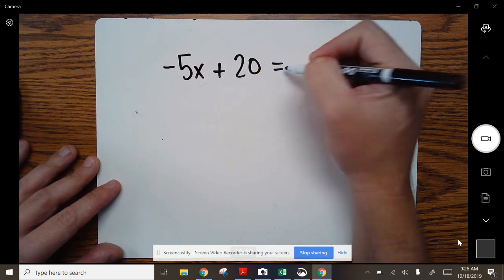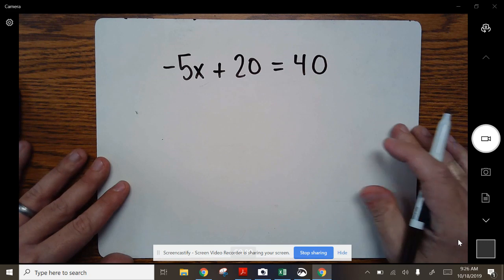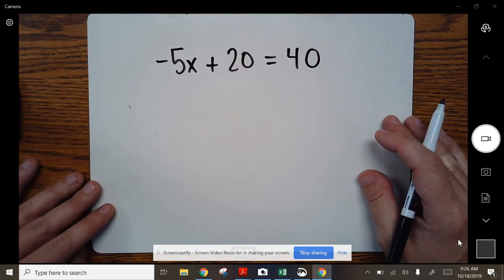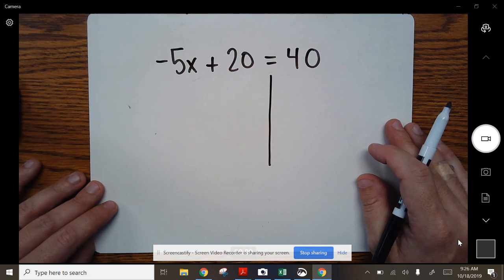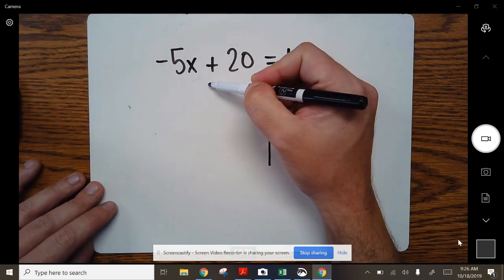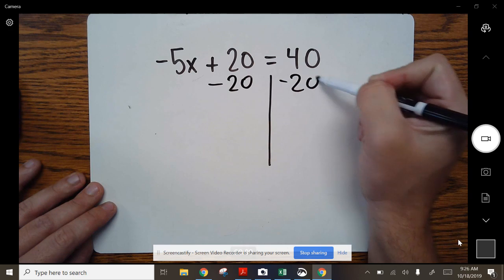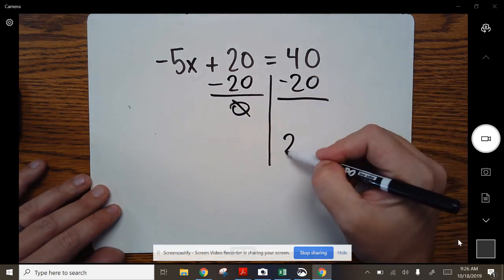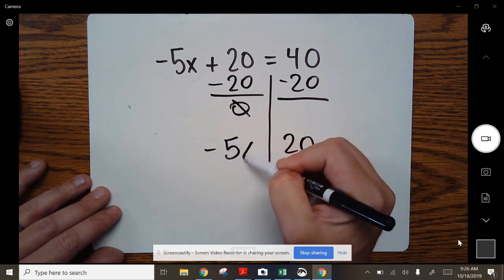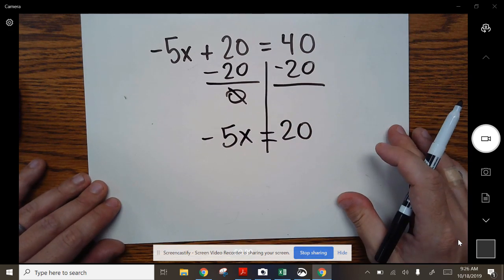negative 5x plus 20 equals 40. Now take a look at this problem. First step. Hopefully you chose subtract 20 to both sides. When you do that, you get negative 5x equals 20. Next step.